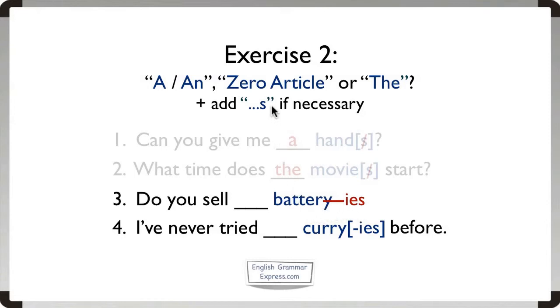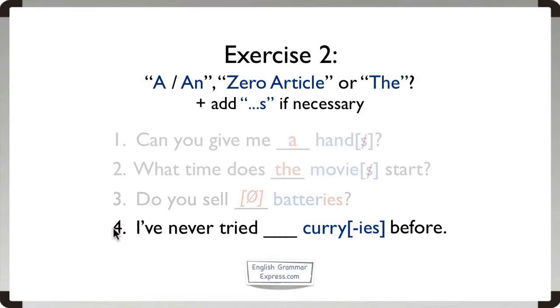So that leaves zero article for talking generally about countable articles in the plural, or the for talking about countable articles in the plural. So is this sentence general or particular? And the answer is, it's general. So we should simply say, do you sell batteries, with no article?